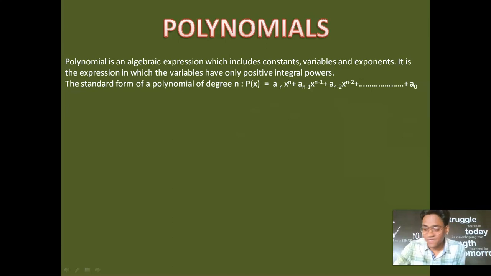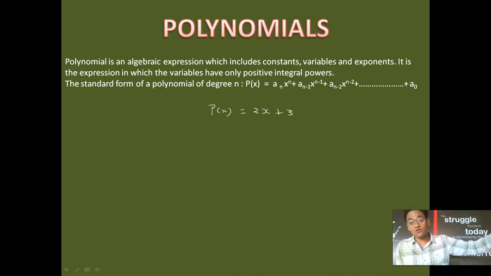See, for example, I have written this polynomial p(x). Suppose I am taking a linear polynomial first. Linear polynomial means the degree is 1. I am just taking an example of a linear polynomial, that is 2x plus 3. Now students, for what value of x does this complete expression 2x plus 3 become 0?